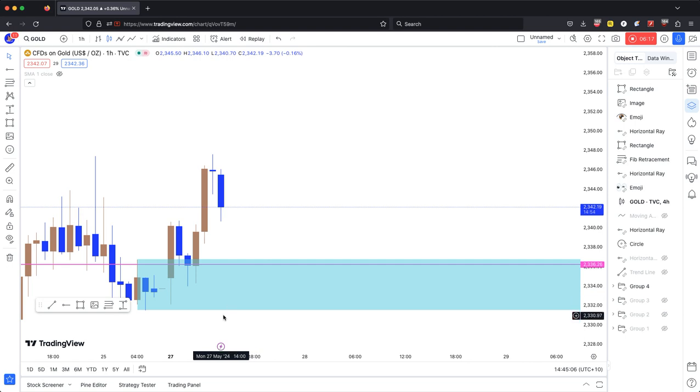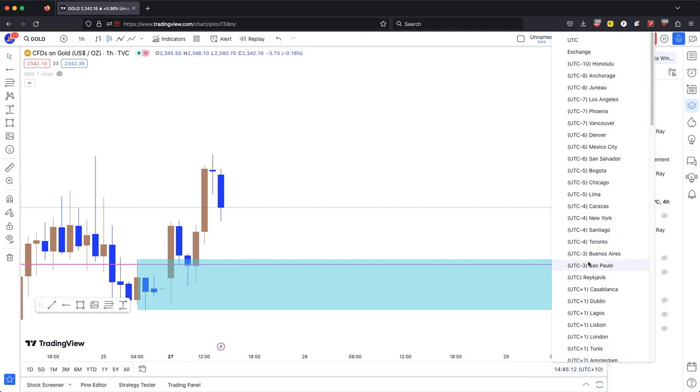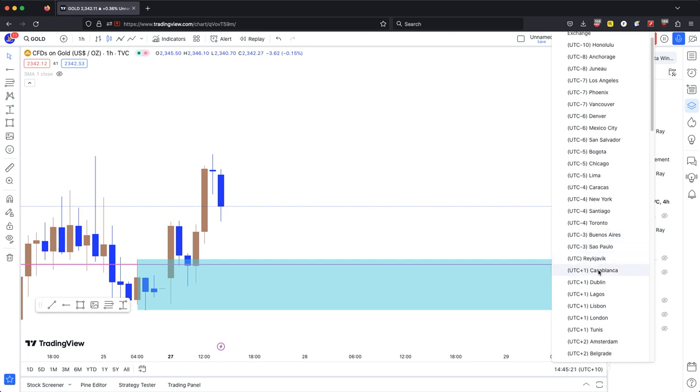So this pullback, what I usually suggest you do is, you see this little clock down here. For instance, I usually don't trade much of the Asian session, but sometimes I do. Depends on what happened on Friday or so forth. But during the week, I'm usually sleeping at that time.